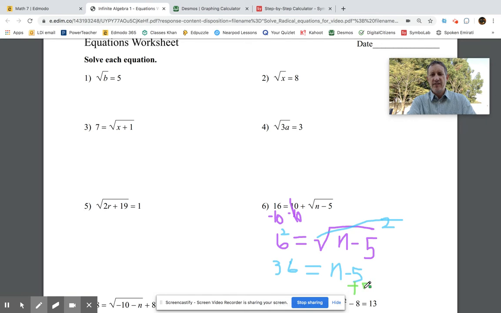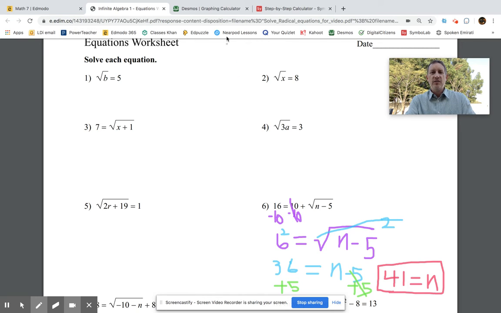And on this side, that means they cancel out, and we're just left with n. On the other side, we're going to get a sum of 41. 36 plus 5 is 41. So our answer is going to be 41 equals n. You notice I only have one answer. For these kind of radical equations with square roots in them, you're going to either have one answer or you're going to have no answers. It's possible to have no real answers.